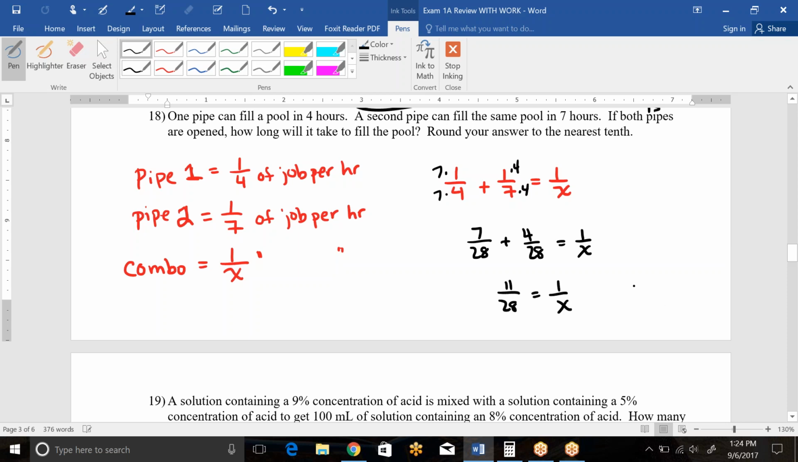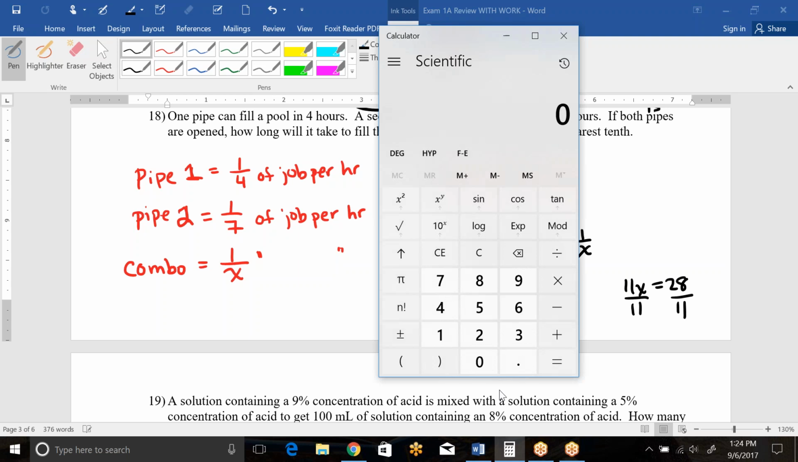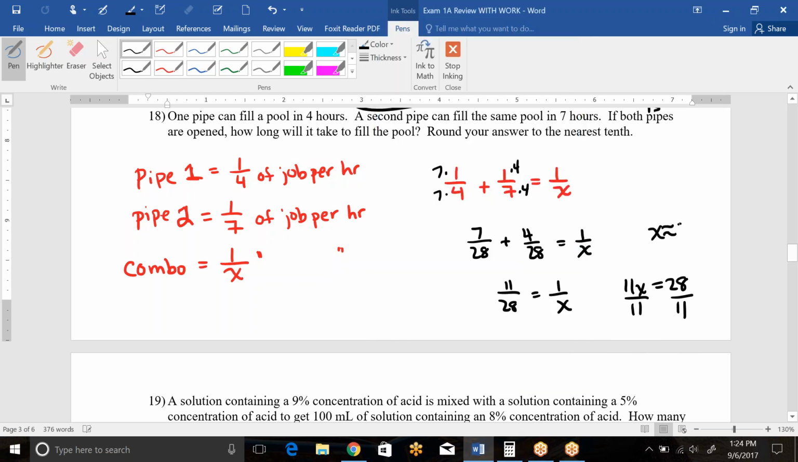And now if we cross multiply, we get 11x equals 28. So we're dividing 28 by 11. Now we're going to probably have to round this. It said round to the nearest tenth. So it looks like 2.5. So approximately 2.5 hours.